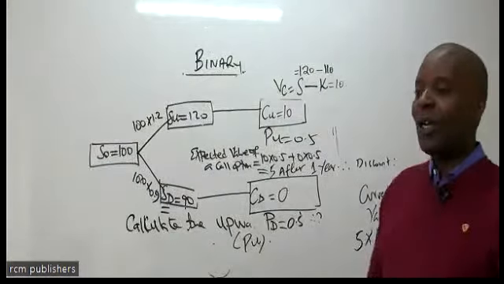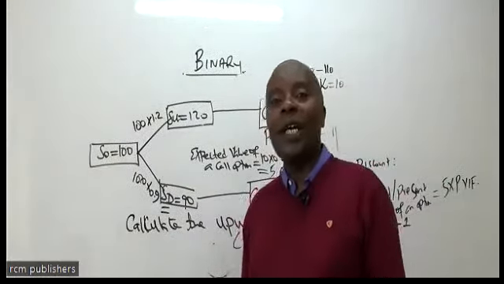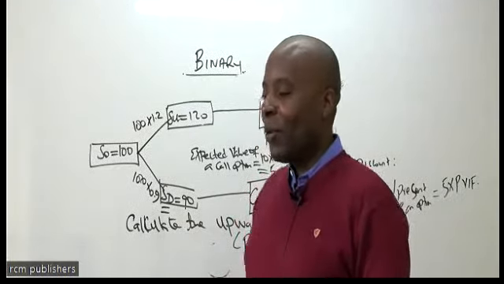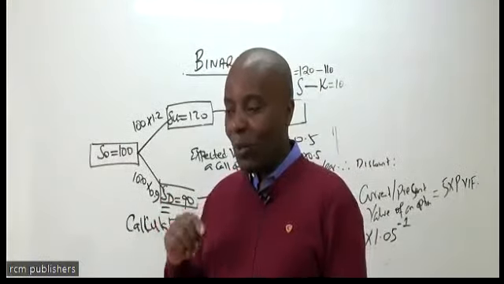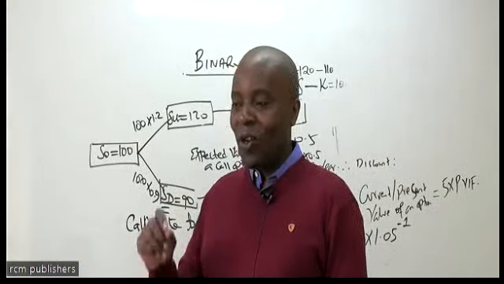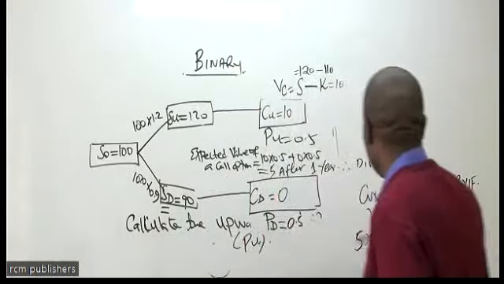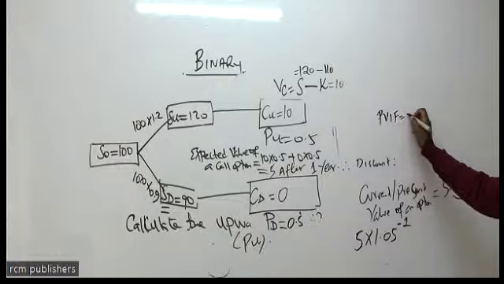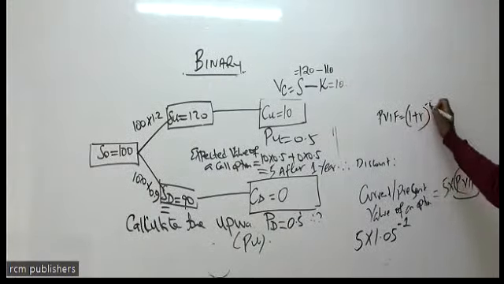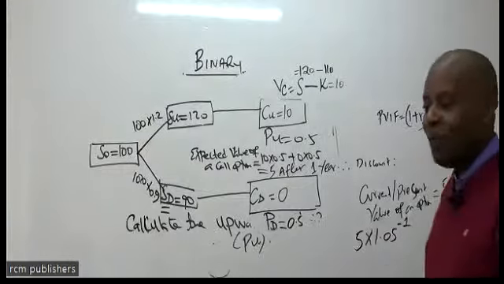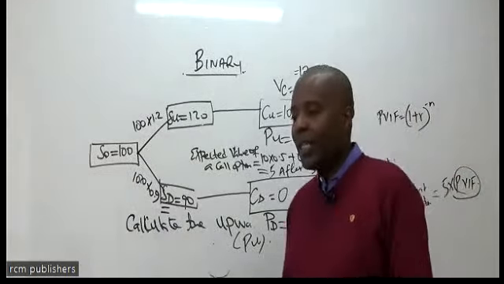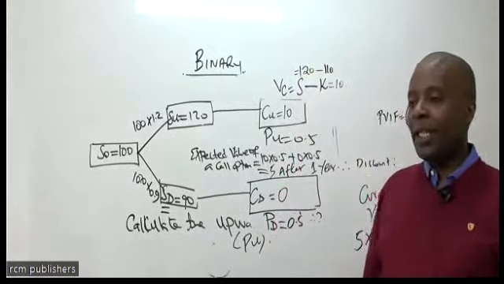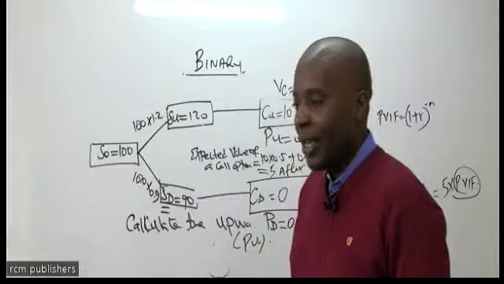Have you seen where I got 1.05 from? 1 plus, okay, it's risk free, but 1.05 is the same as what here? 1 plus R. Remember the formula for PVF: the PVF formula is 1 plus R raised to negative N. And that R is the same as the risk free rate.